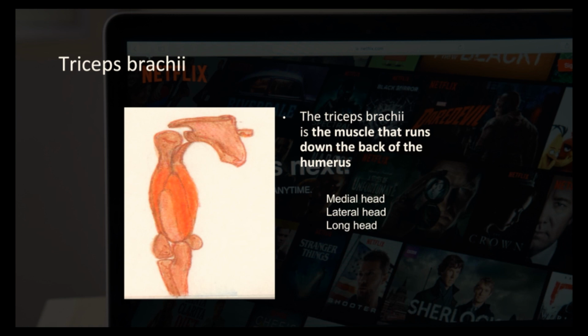The triceps brachii gets its name because it contains three muscle heads, or points of origin. These include the medial head, the lateral head, and the long head. The triceps brachii also helps to stabilize the shoulder by keeping the head of the humerus in its correct position in the shoulder joint.